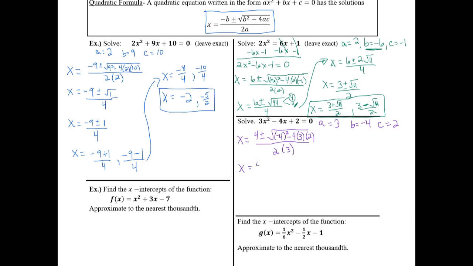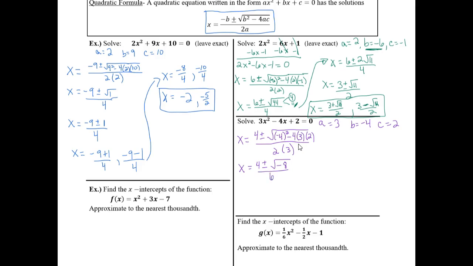We're going to simplify what's under the radical. We have negative 4 times negative 4 is a positive 16. And then negative 4 times 3 is negative 12, times 2 is negative 24. So we'll have 16 minus 24. That's going to give us a negative 8 under the radical. And in the denominator, 2 times 3 is 6.